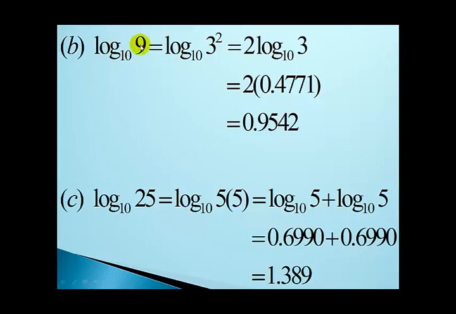Log 9 to the base 10 can be expressed as log 3 squared to the base 10 because 9 can be expressed as 3 squared. Now according to the third law of logarithm, the exponent 2 can take its position before the logarithm. And so we have 2 log 3 to the base 10. Now log 3 to the base 10 from the question has been given to be 0.4771, and when you multiply 2 by 0.4771, it's equal to 0.9542. Now let's look at C.